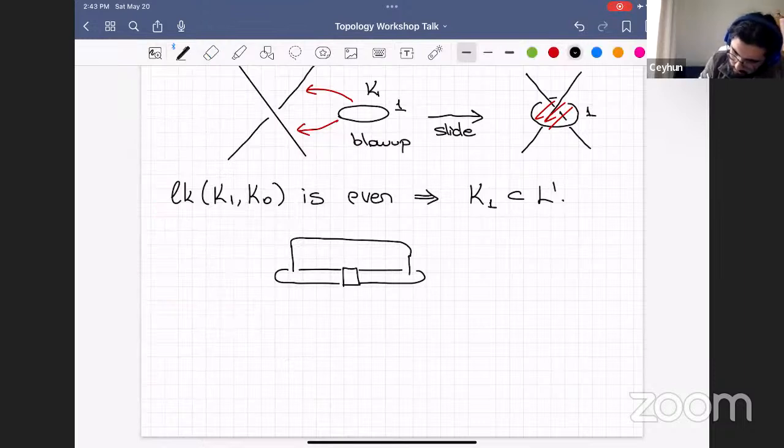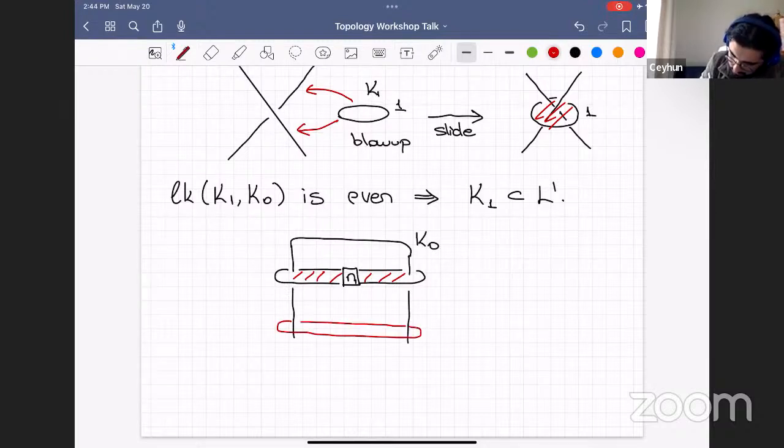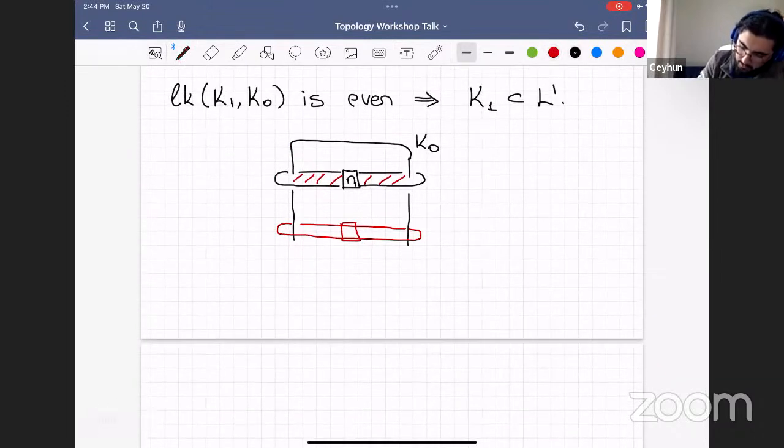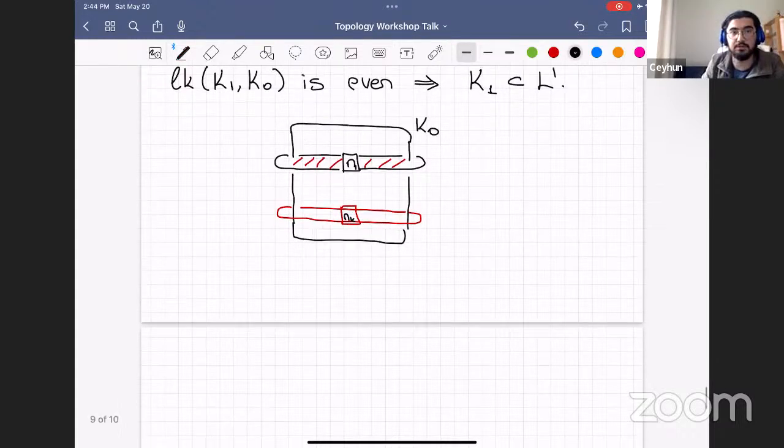So this is N. So we have a band, we have K0, and we have a bunch of bands like this. They are not tangled with each other, but they are tangled within each other. So we have an N1, we have an NK, whatever, and this is the image.